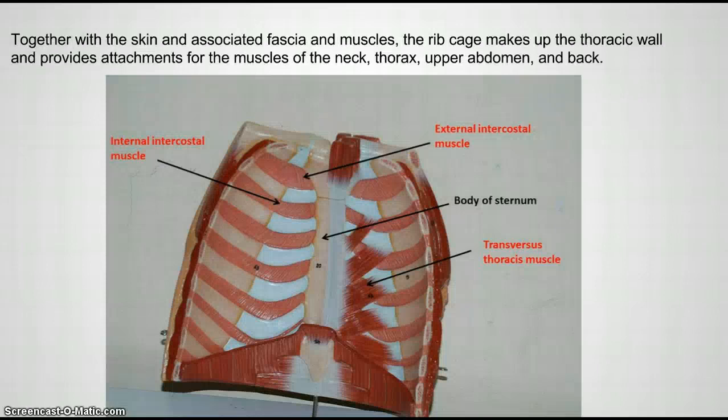Together with the skin and associated fascia and muscles, the rib cage makes up the thoracic wall and provides attachments for the muscles of the neck, thorax, upper abdomen, and back.